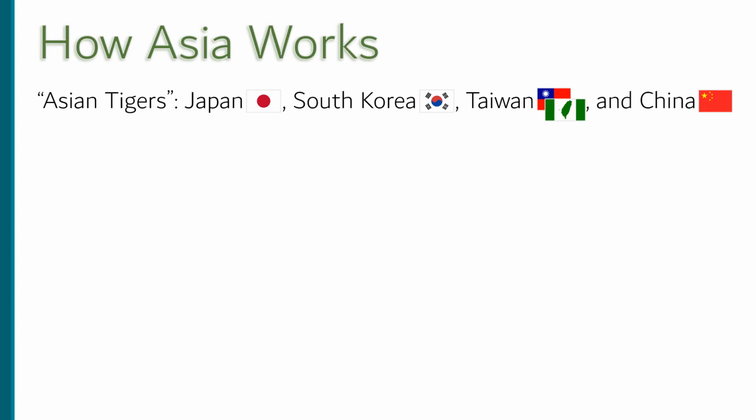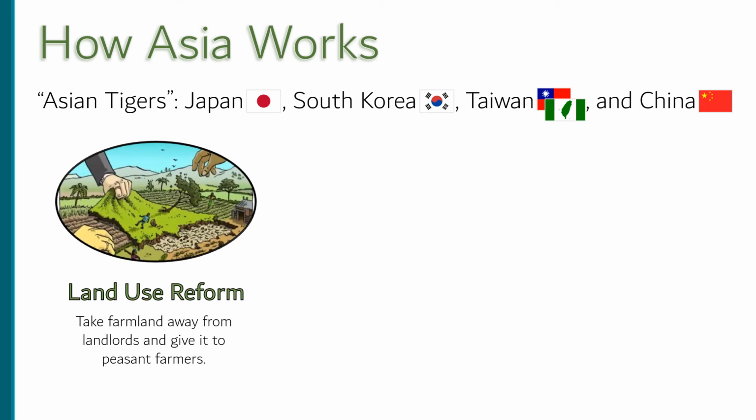We also have the incredible growth miracles in Asia, where countries like Japan, South Korea, Taiwan, China, and even more, like Hong Kong and Singapore, have been able to industrialize and catch up with Western countries. These miracles did not all happen at once, and so we can look and see what policies were common at the points where growth finally started. First is land use reform.